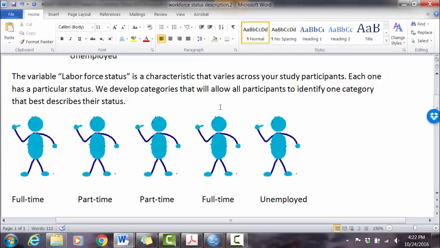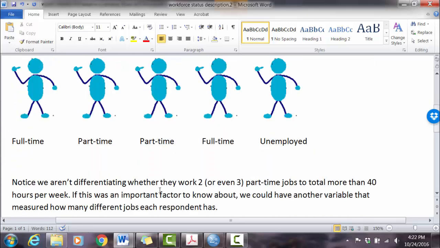So when you're picturing a particular variable, and we're talking about these categories, each person is going to have this designation of fitting into one of them. In this case, this person fits in the full-time category for the variable labor force status. Okay, so we aren't differentiating whether they work 2 or even 3 part-time jobs to total more than 40 hours per week. If this was an important factor to know about, we could have another variable that measured how many different jobs each respondent has. So this is just a different visual display going over that same concept from the last sentence.